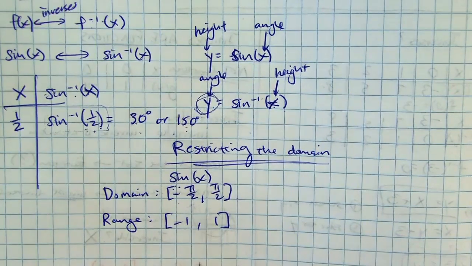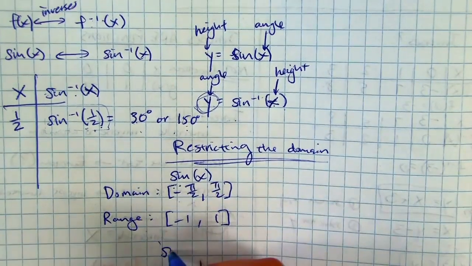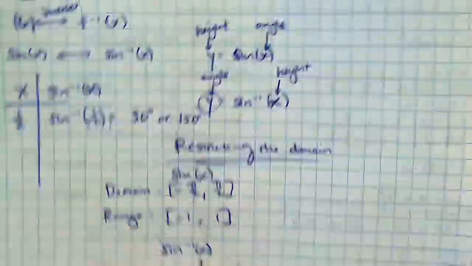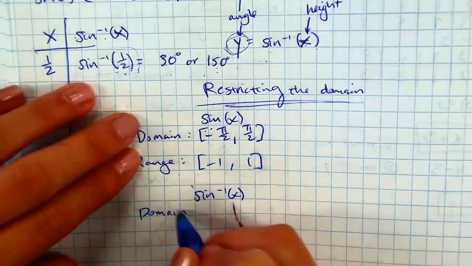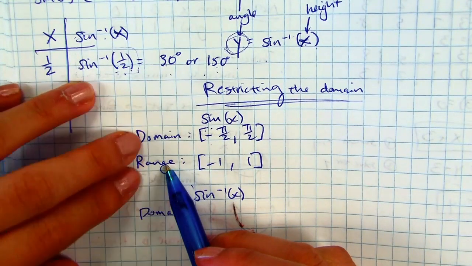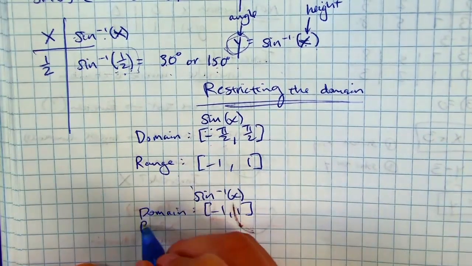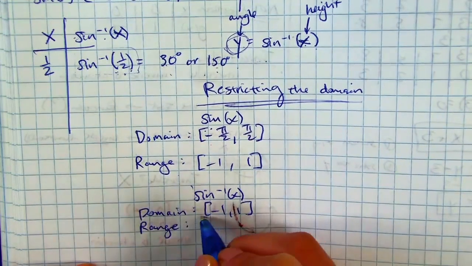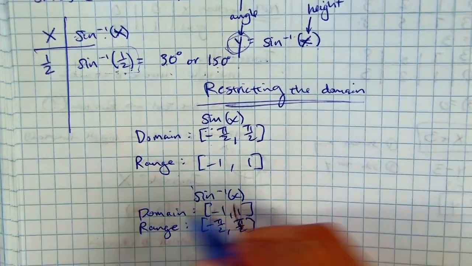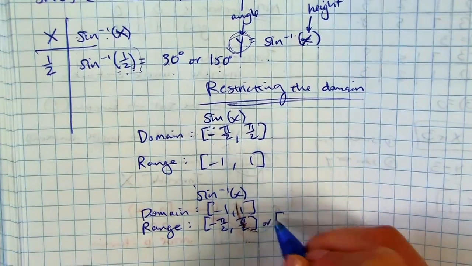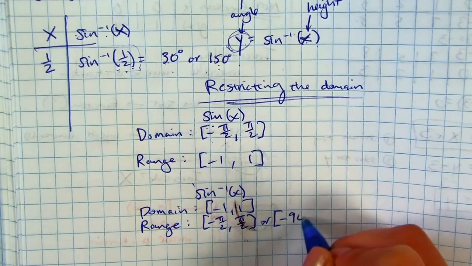So now, if my domain and range is specified as such for my sine graph, then when I come to my inverse sine function, my domain and range for my original function is switched, just like our x and y values are switched. So now my domain here is negative 1 to 1, and my range here is from negative pi over 2 to pi over 2. Or, if you want to represent it in terms of degrees, negative pi over 2 is just negative 90 degrees, and pi over 2 is just 90 degrees.